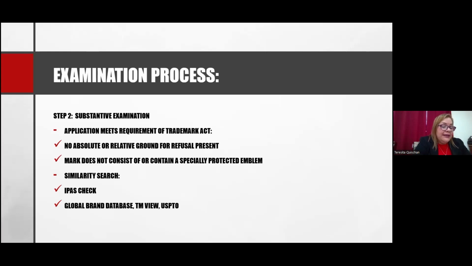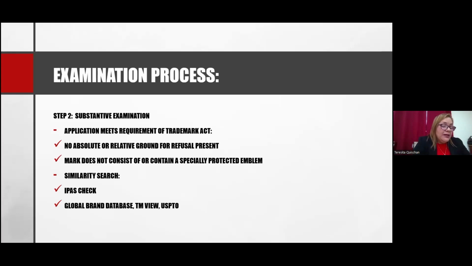Absolute grounds indicate issues such as lack of distinctiveness, the mark being descriptive, or the mark being contrary to public order or morality. Relative grounds involve conflict with earlier trademarks, where there is a likelihood of confusion or similarity to a mark for goods or services. The examiner must be satisfied that none of these grounds are present before the application can move forward.